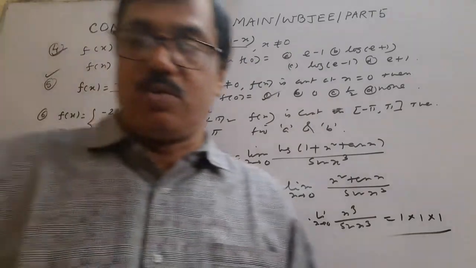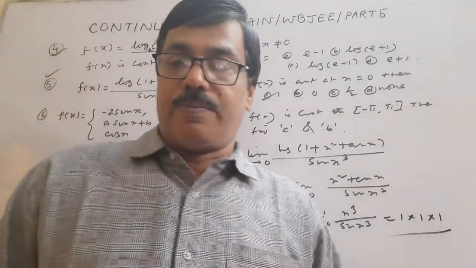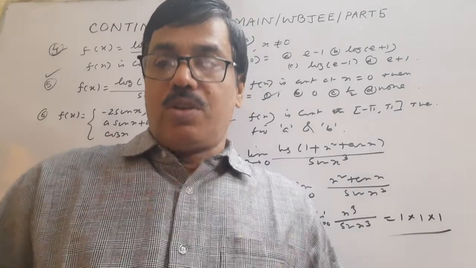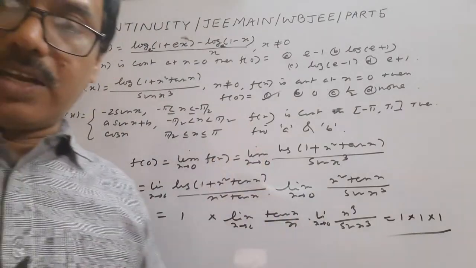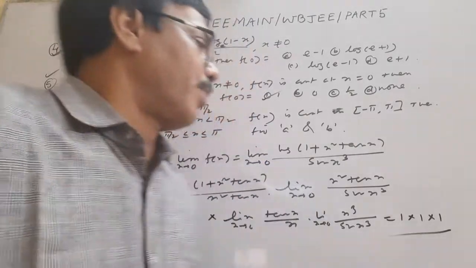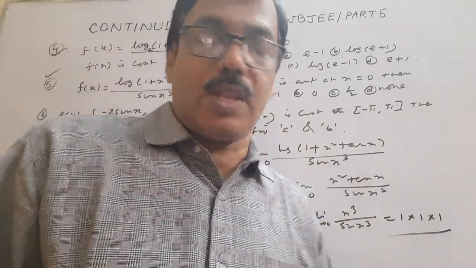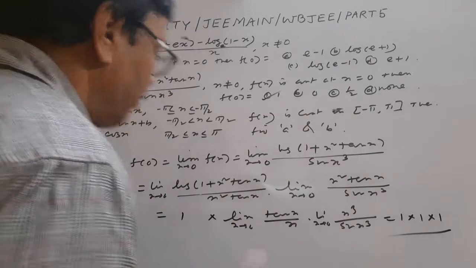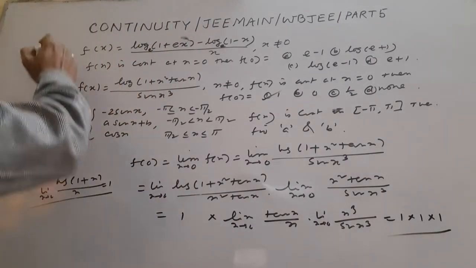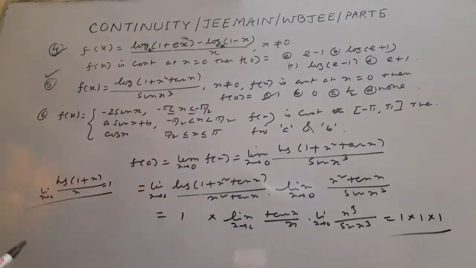So this is to be noted. If it is a 0 by 0 form, we do not always use L'Hospital rule. Here, if we use standard results, then it will be simple. Next one. So you complete problem number 4. The argument is linear, so you use L'Hospital rule and try to complete.